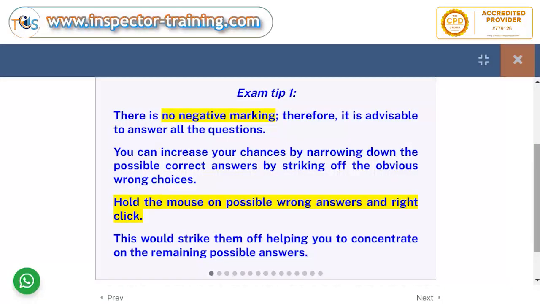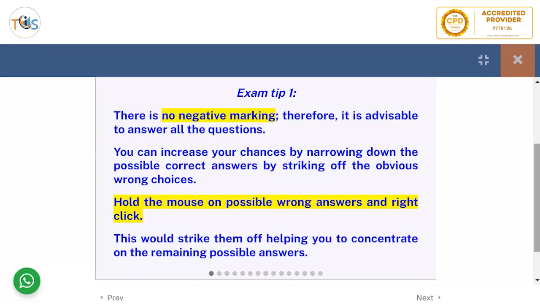We shall cover some exam tips for API SIFE, Source Inspector Fixed Equipment here. There is no negative marking, therefore it's advisable to answer all the questions. You can increase your chances by narrowing down the possible correct answer by striking off the obvious wrong choice.